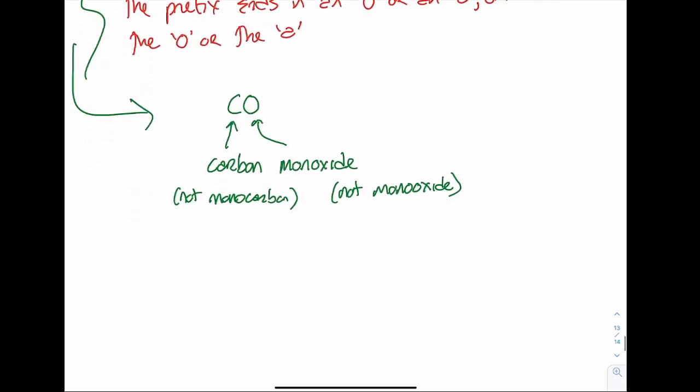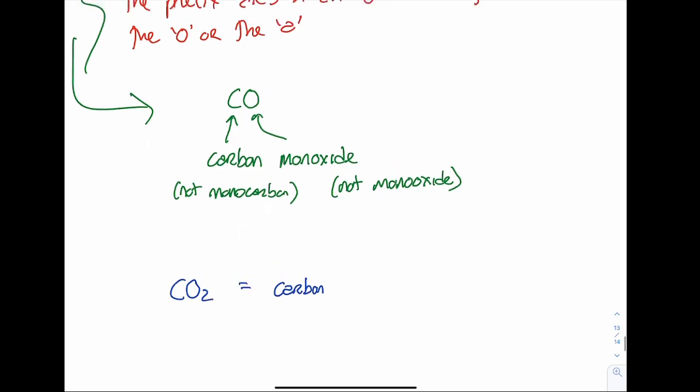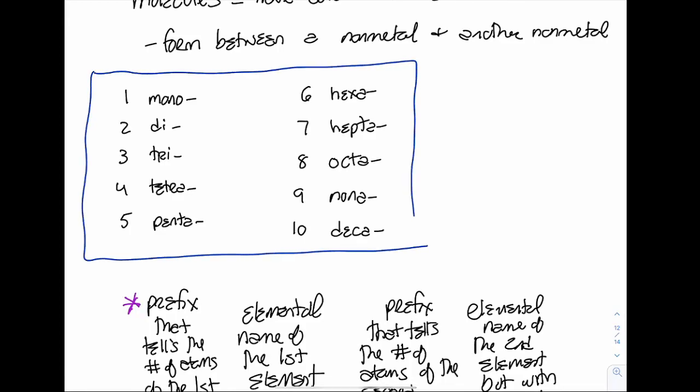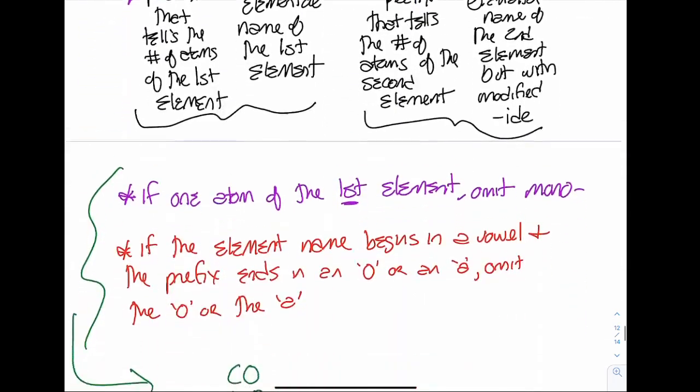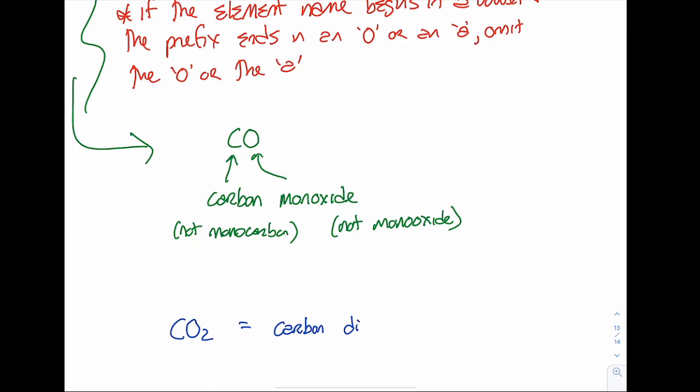So let's do a couple other examples. We could do CO2, right? So I have one carbon because it's the first one. I'm not going to say monocarbon. We're just going to say carbon. And then I have 2 oxygen. We go up to our list here that you do need to memorize. 2 is di. So di is going to go right in front of my modified name for oxygen. So carbon dioxide.